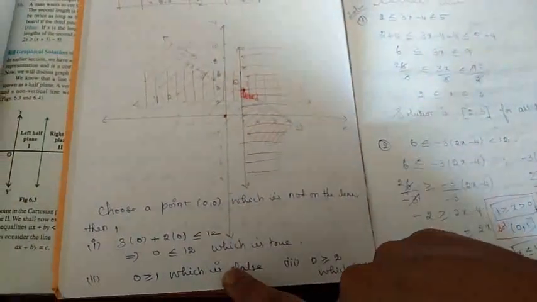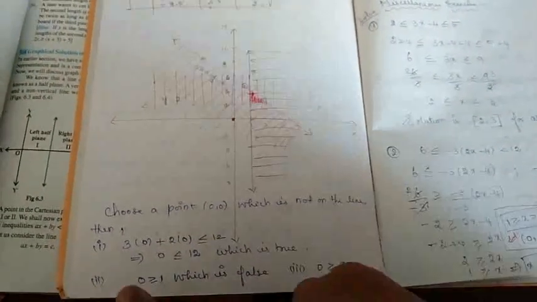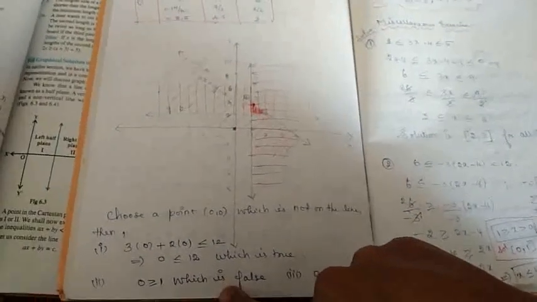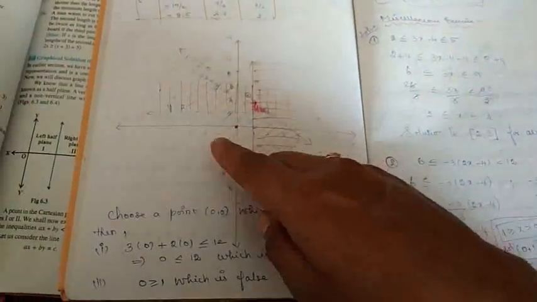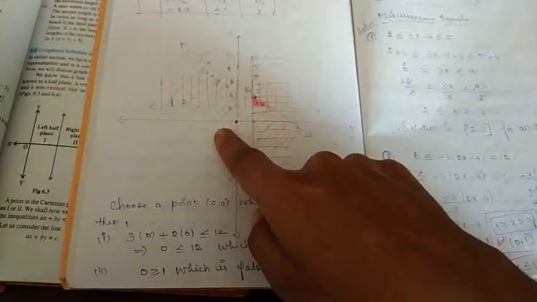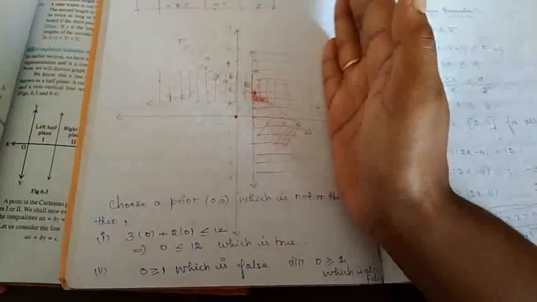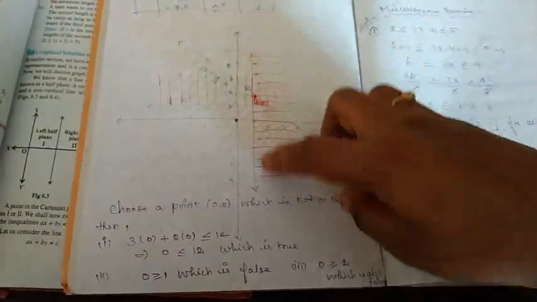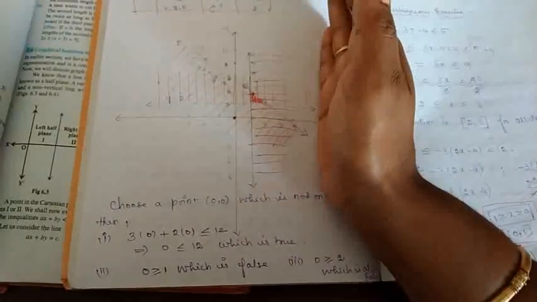In the next inequality, if we substitute, we get a false result: 0 greater than or equal to 1, which is false. For x equal to 1, the point 0, 0 lies on this side of the line, which is false. Therefore, the other side will become the solution for x equal to 1. So for x equal to 1, we got this region.